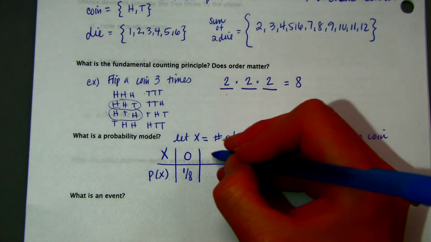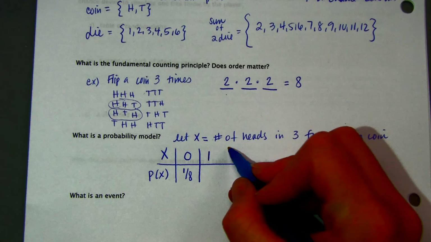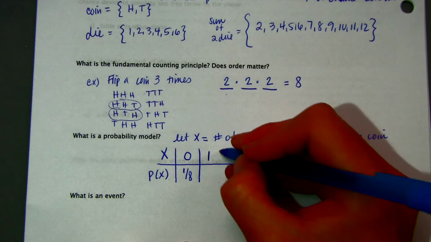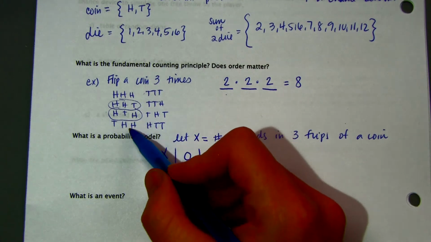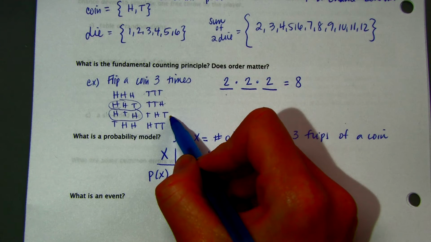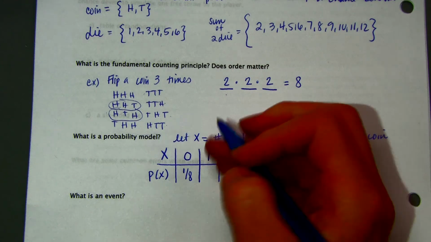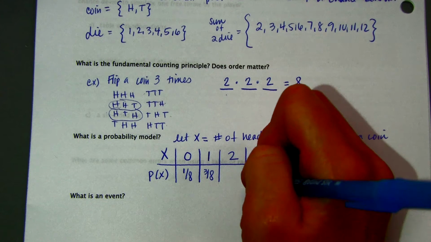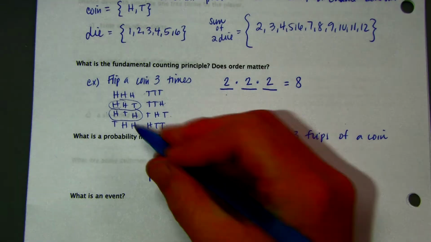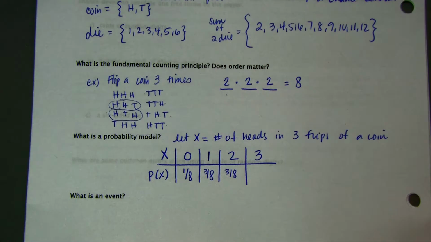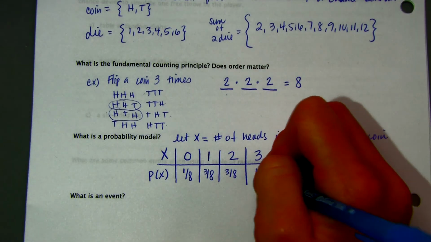So then I could also have 1 head, exactly 1 head in 3 flips of a coin. And so I want to count them. I've got tails, tails, heads, or tails, heads, tails, or heads, tails, tails. There are 3 out of 8. 2 heads out of 3 flips of a coin, you can count them up. There are 3 out of 8. And 3 out of 3, there is 1 out of 8.